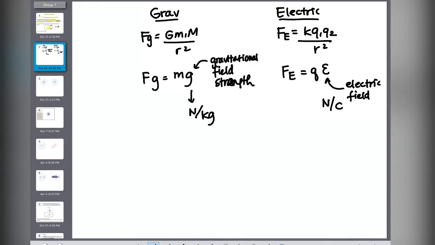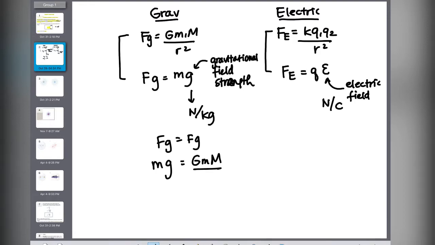So really, how we found it is basically putting these two equations together. To find the field, remember how we can put the two equations together: Fg equals Fg, and I know that is m times g equals GMm over r squared. That's why we came up with the new equation. The m and m cancel. Small g, the gravitational field, is this.